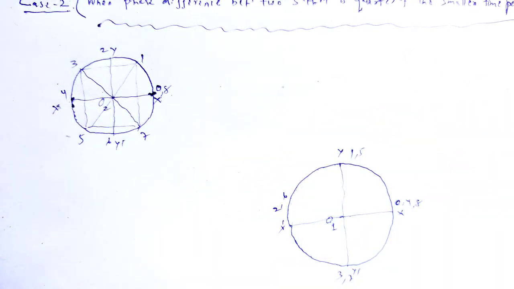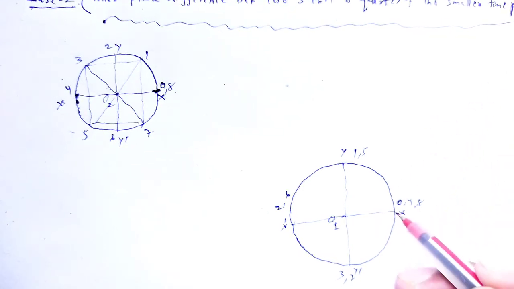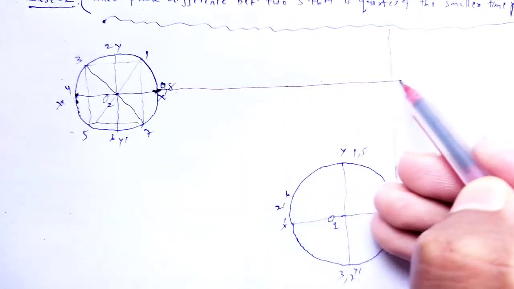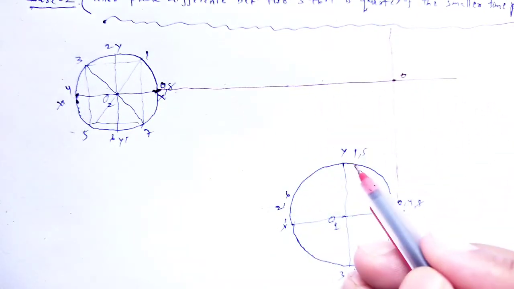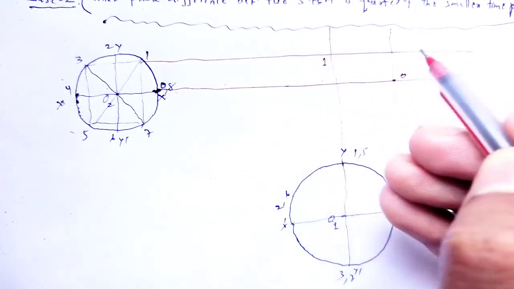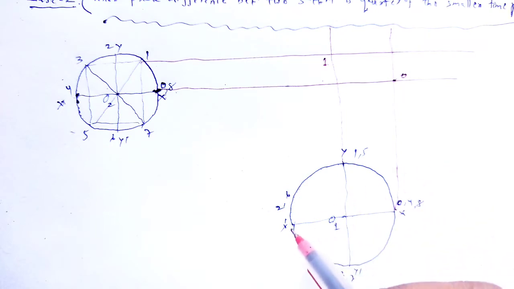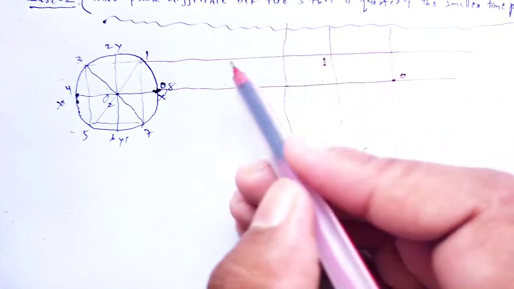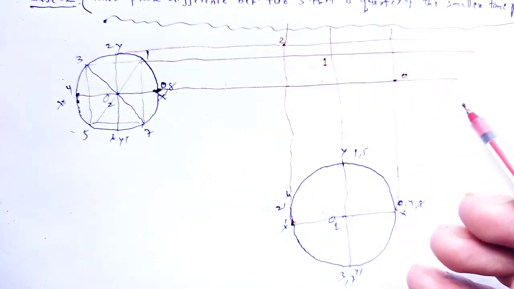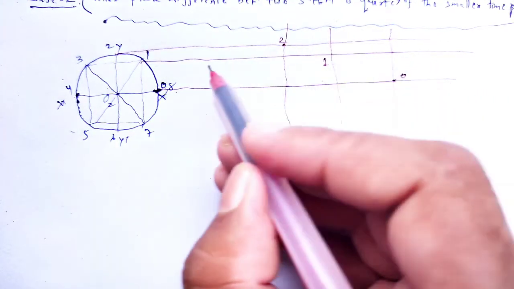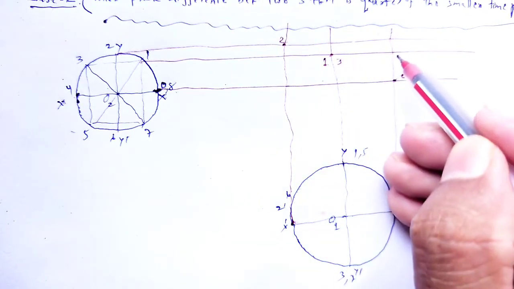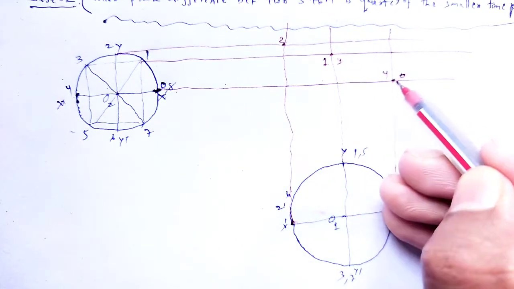Now I join these points. First 0, here 0, then 1, here 1, then 2, that line for 2, then 3, this line, that line also for 3, then 4, that line for 4, that line also for 4.